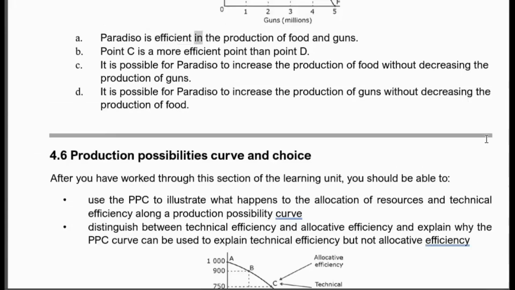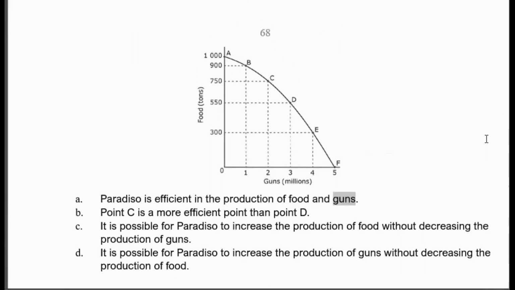Paradiso is efficient in the production of food and guns. Point C is a more efficient point than point D. It is possible for Paradiso to increase the production of food without decreasing the production of guns. It is possible for Paradiso to increase the production of guns without decreasing the production of food.